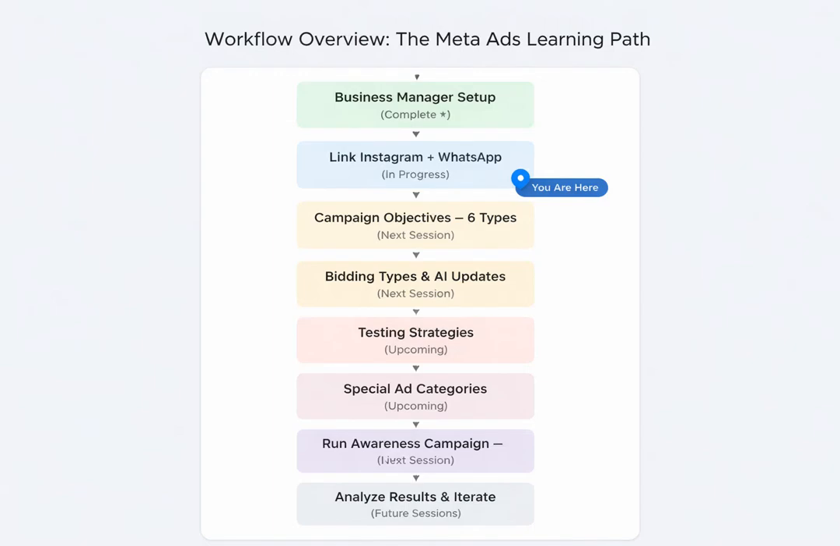To give you a clear picture of where we are in the learning journey, the instructor mentioned sharing a full workflow with students, so nothing feels confusing or out of order. You've already completed Business Manager setup. Right now, you're working on linking Instagram and WhatsApp. In the next session, you'll dive into the 6 campaign objectives: bidding types, AI updates, testing, and special ad categories. Then you'll run a live awareness campaign and start analyzing real results. Each step builds on the last, and the instructor is being very deliberate about going in-depth on each piece before moving forward. The workflow will be shared in the group so everyone has a reference.